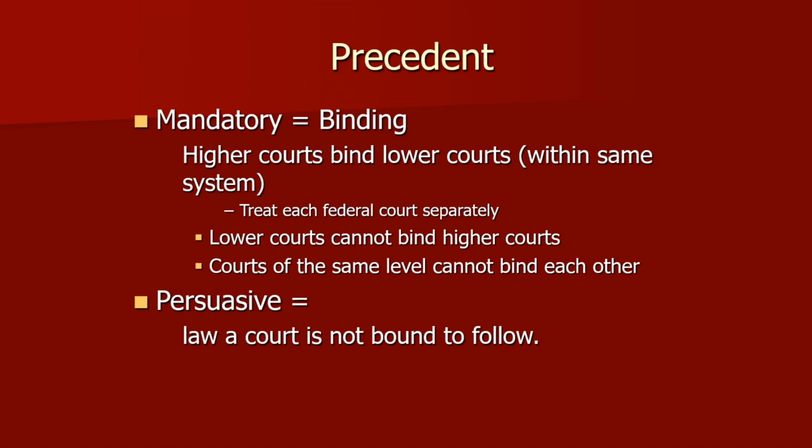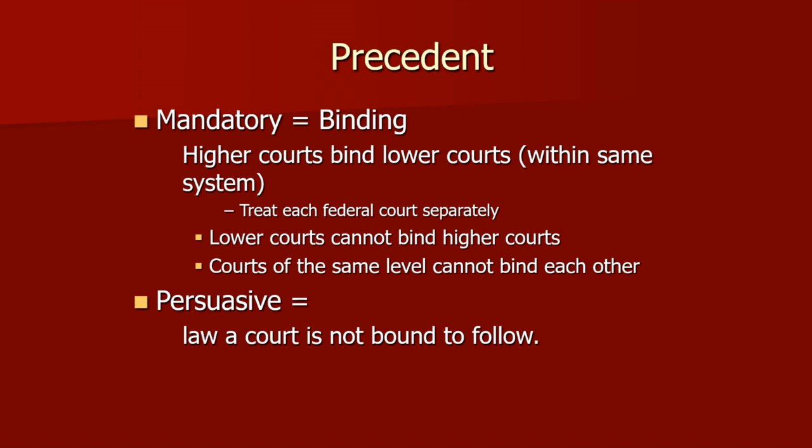Then we also have a concept called persuasive precedent. And this is where a court issues a decision that is not binding on lower courts, but could be considered in helping the court reach a decision. For example, a decision reached by the Ohio Supreme Court is not mandatory precedent on the Kentucky Supreme Court because those are two separate judicial systems. But the Ohio Supreme Court might consider as persuasive precedent or persuasive authority a decision issued by the Kentucky Supreme Court.